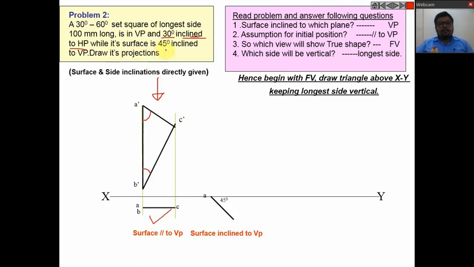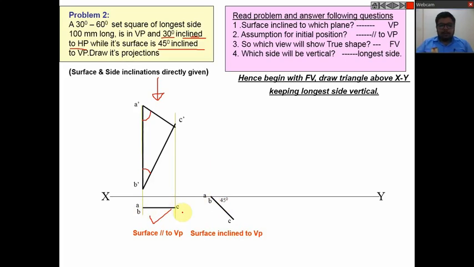Next is 45 degree with VP. So we will draw one line here which is at 45 degree with VP. So suppose A and B point is lying on XY line. Take the angle 45 degree and then draw one line which is equal to this one. And the next point will be C.